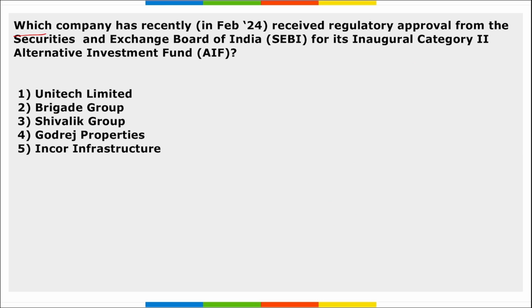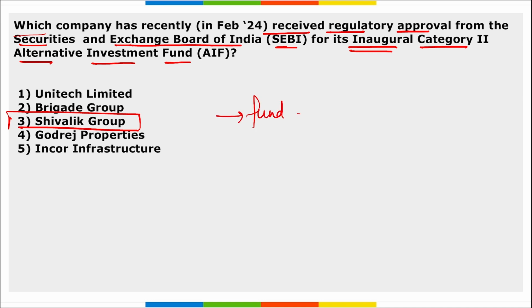Next, which company has recently received regulatory approval from Securities and Exchange Board of India for their inaugural Category 2 Alternative Investment Fund? So it is Shivalik Group, right? Ahmedabad, Gujarat-based real estate developer Shivalik Group has received regulatory approval from SEBI for their inaugural fund, that is Shivalik Investment Fund, as a Category 2 Alternative Investment Fund. And here this fund aims to raise 300 crore rupees through their private placement, including 150 crore rupees green shoe option. And here the fund is sponsored and managed by Shivalik Investment Fund Private Limited.